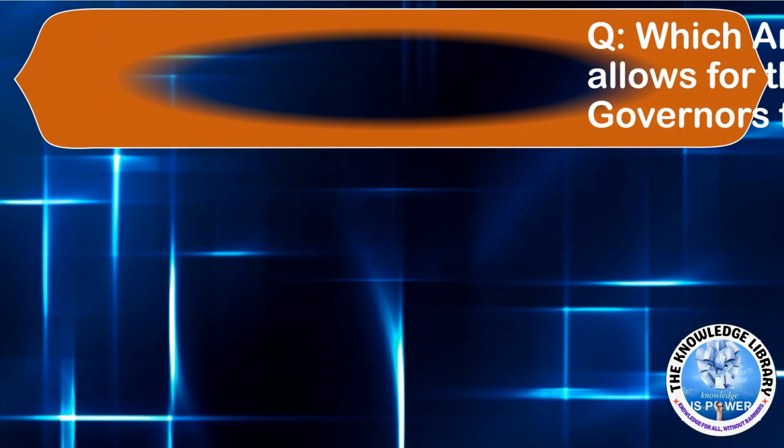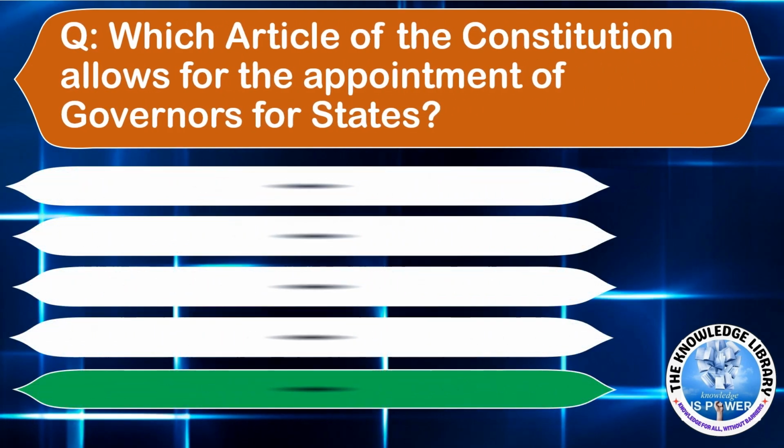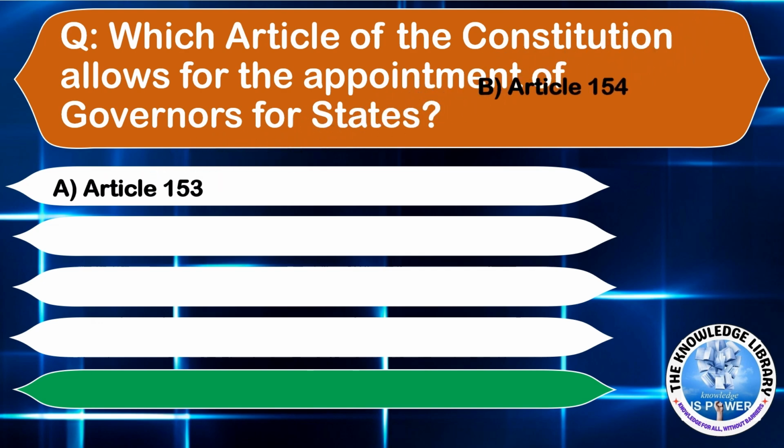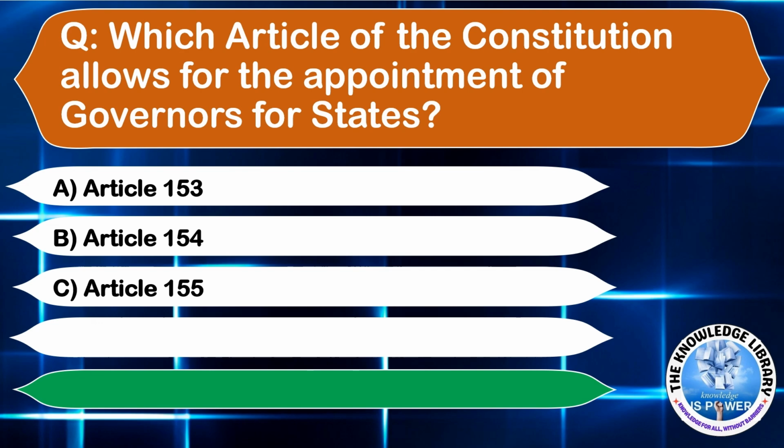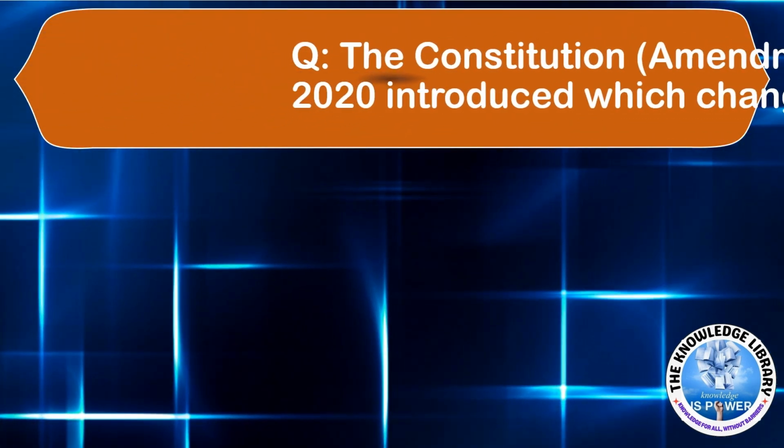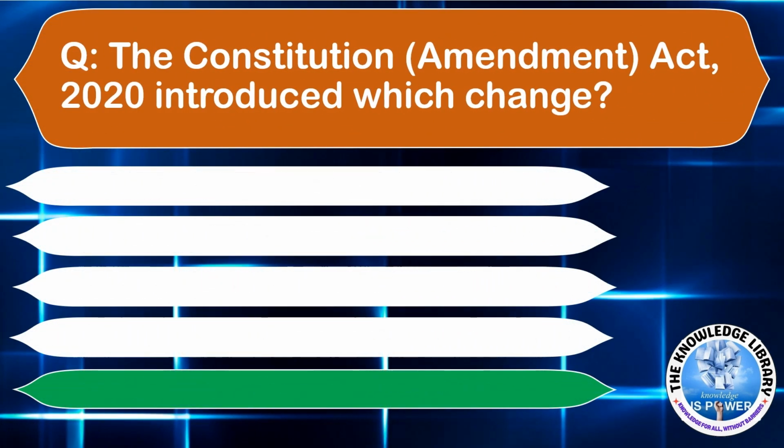The next question is, which article of the constitution allows for the appointment of governors for states? Option A, Article 153, option B, Article 154, option C, Article 155, option D, Article 156. Correct answer is option C, Article 155.